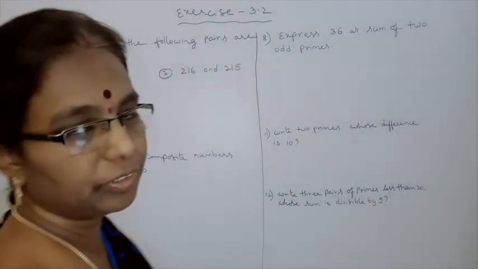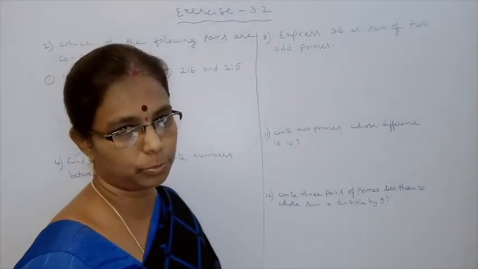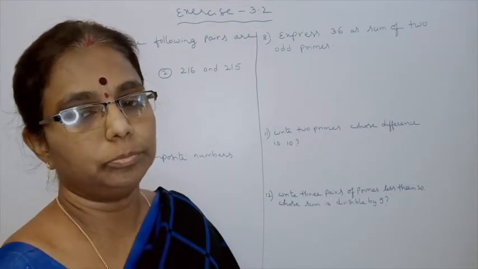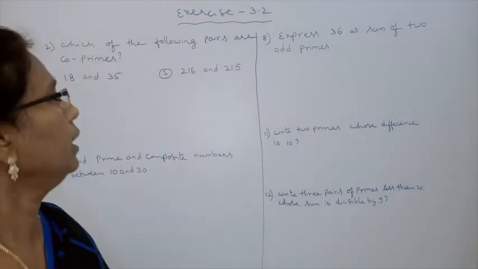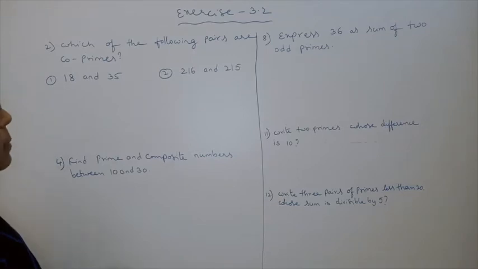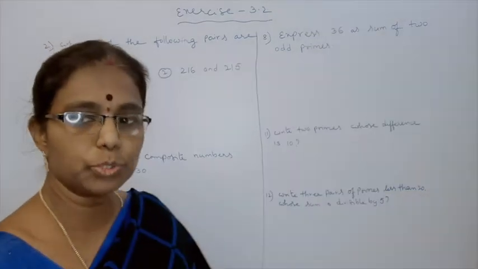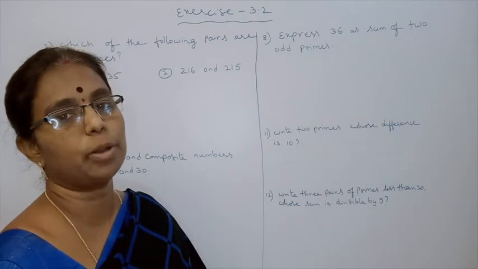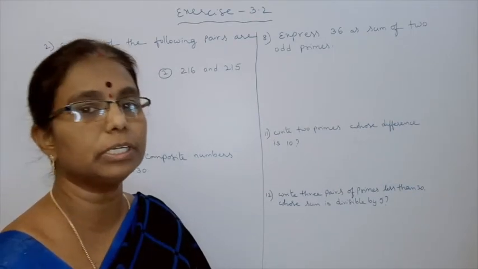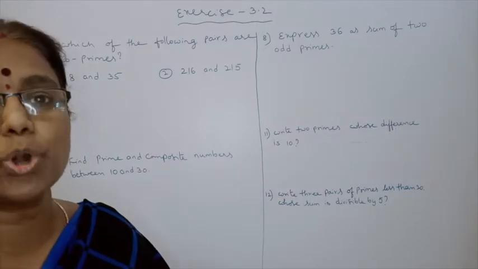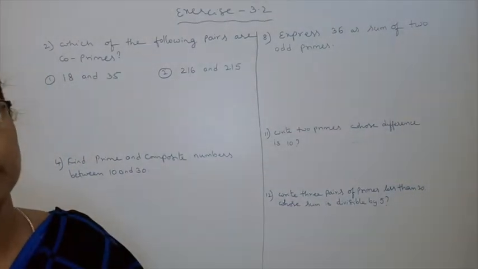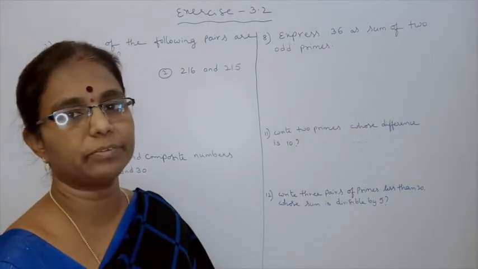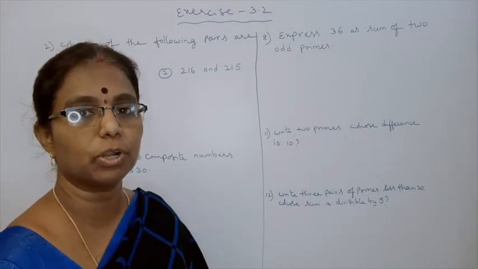Hi children, today we are going to learn 3.2 continuation problems related to prime numbers, composite numbers, co-primes and twin primes. Which of the following pairs are co-primes? What are co-primes? If any two numbers have only one as a common factor, those two numbers we call co-primes. Means there is no common factor between two numbers, only 1.